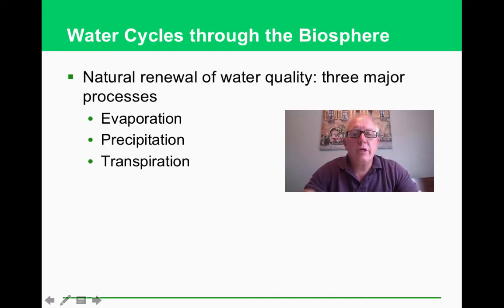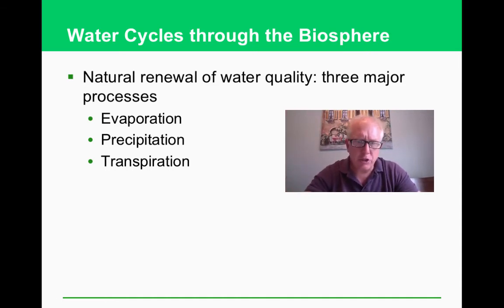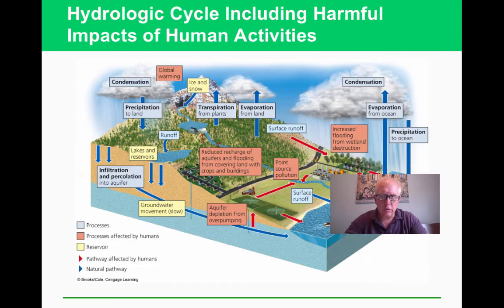Okay, so the water cycle, the hydrological cycle, is one to be talking about. So evaporation, that's when water just goes up into the air. Precipitation is when it comes back down again. And transpiration, as I mentioned before, is as water flows through plants. So that's how it gets cycled.